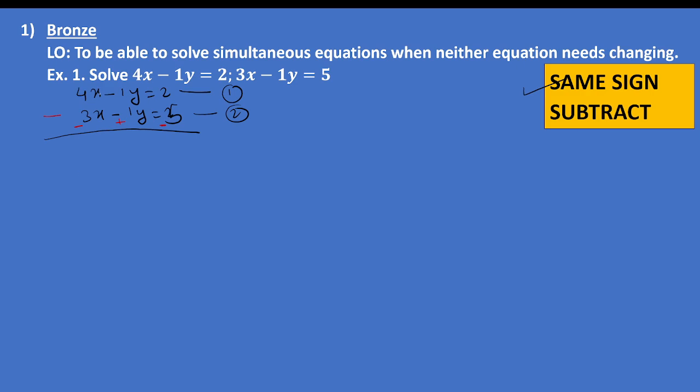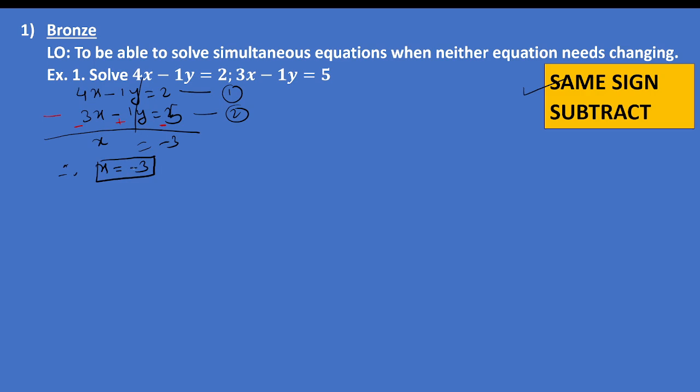So 4x minus 3x, we are going to get only 1x, and this 1y in negative and 1y in positive will certainly get cancelled out. Now 2 minus 5, we will get minus 3. So my value of x which I'm getting here is minus 3.